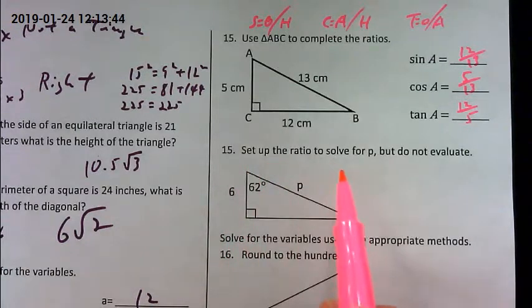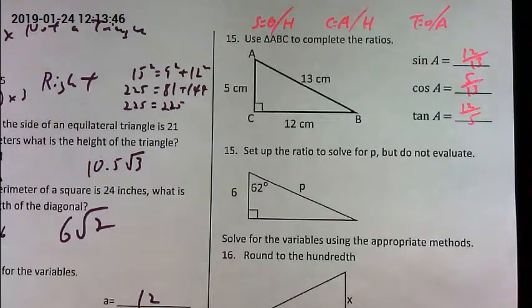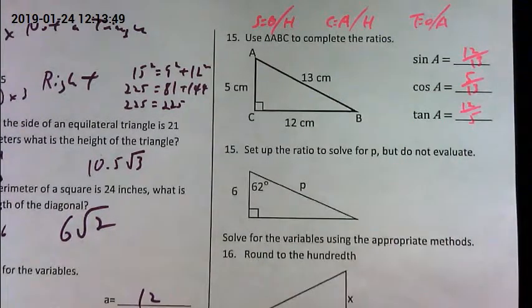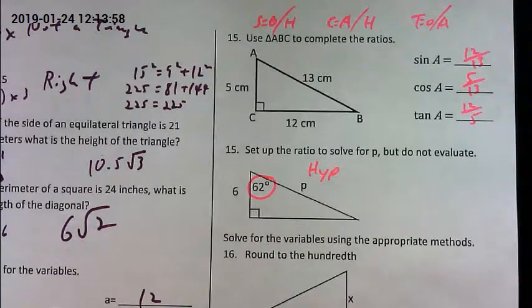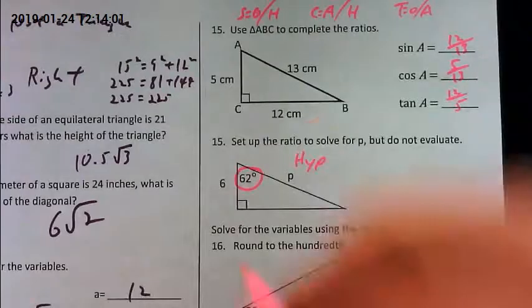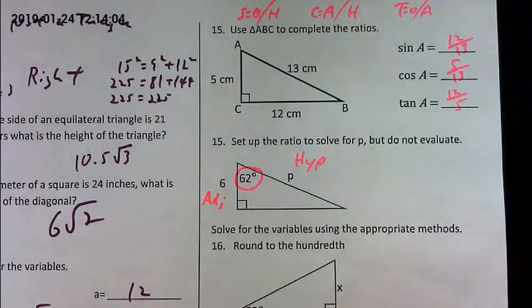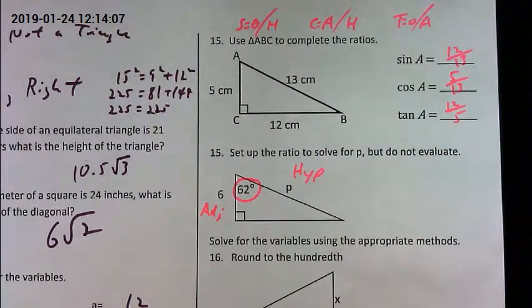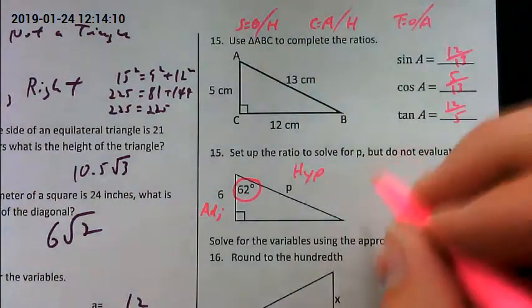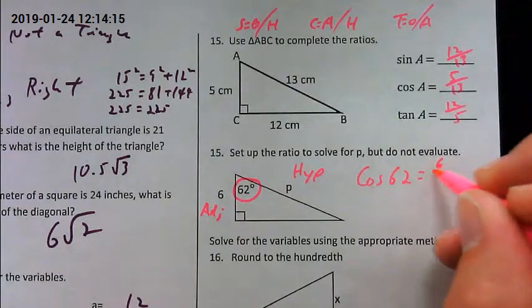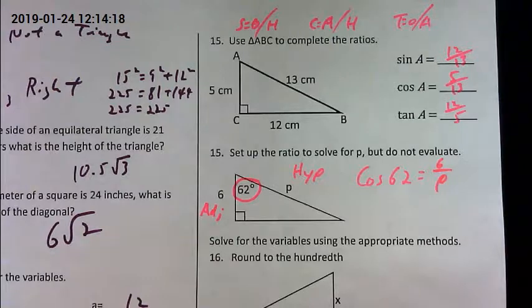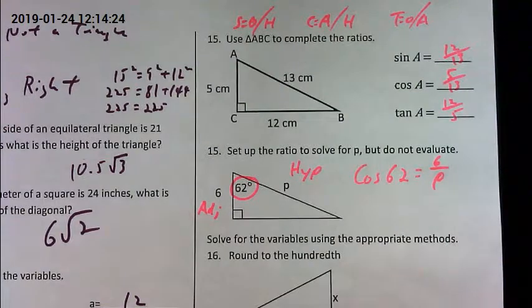On number 15, set up a ratio to solve for P, but do not evaluate. We're given this angle right here. What parts do we have? Well, P is our hypotenuse. 6 would be what compared to this side? Adjacent, because it's next to it. Which one of these uses adjacent and hypotenuse? Cosine. So, cosine of our angle equals 6 over P. Now, do we need to solve anything? No. So, do you think this would be on a calculator or non-calculator part of the test?